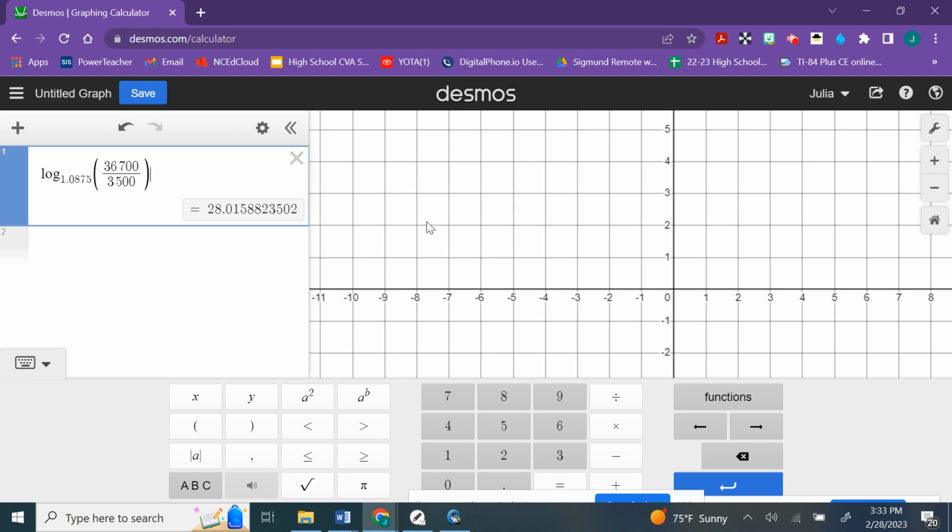So I had to reread the word problem one more time. But hopefully that makes sense, and shows why your logs and how they kind of tie back to Math 1 when you used to do basic growth and decay.